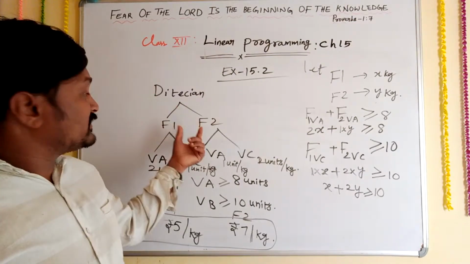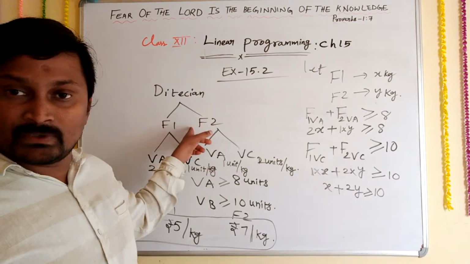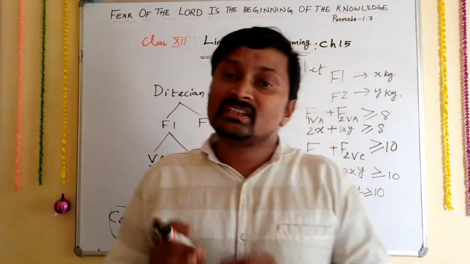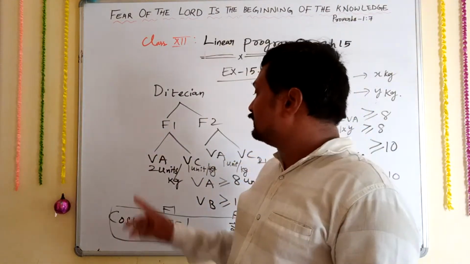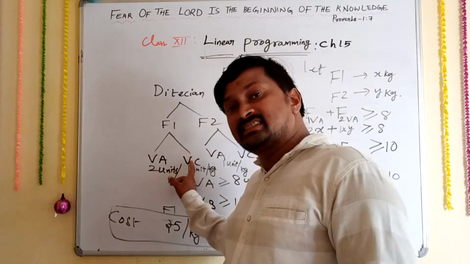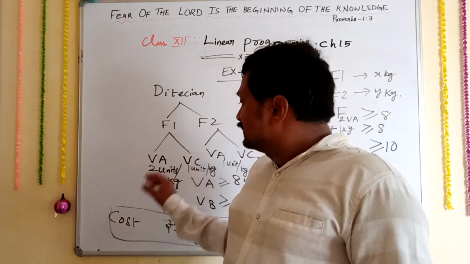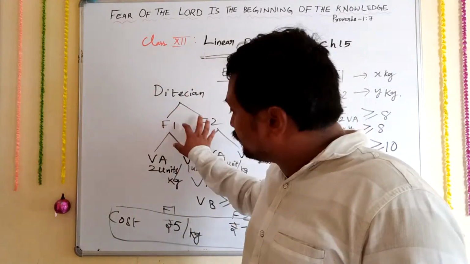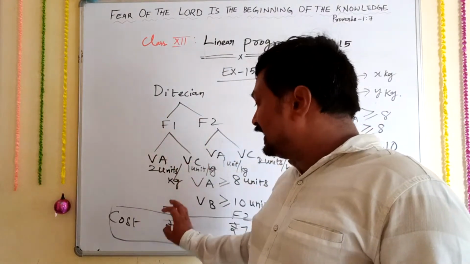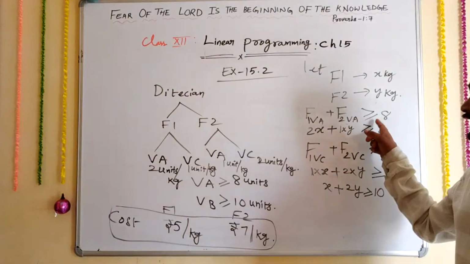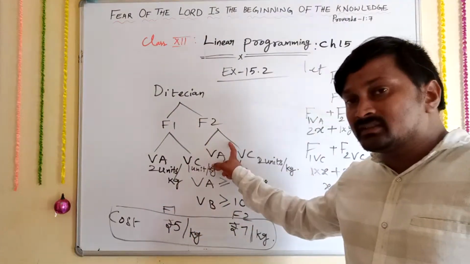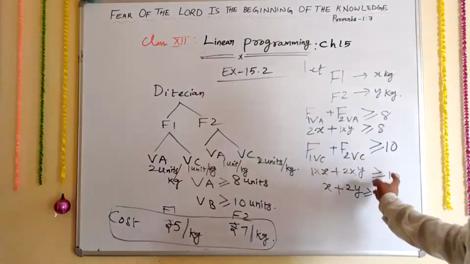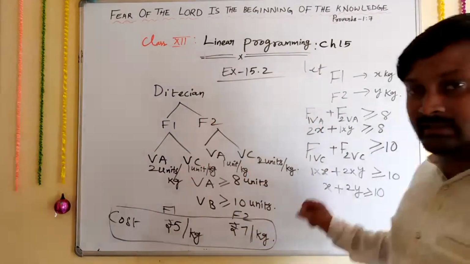See again carefully. She wants to mix two foods, that is food 1 and food 2. In this food 1 and food 2, each food needs to have vitamin A and vitamin C. So now when I mix both foods, vitamin A should be greater than or equal to 8, and for food 1 and food 2, vitamin C also should be greater than or equal to 10.